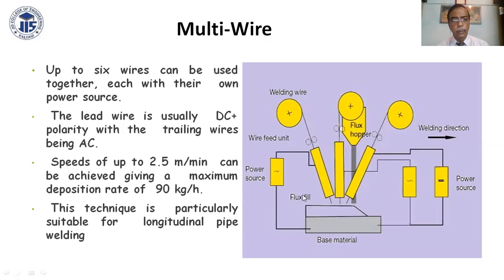So 6 wires can be used together. This is flexible. This is a three-wheeler wheel. This is power source. This is power source. Both sides the power source is given. One is DC and the other trailing wires are AC. So this is the multi-wire submerged arc welding machine.